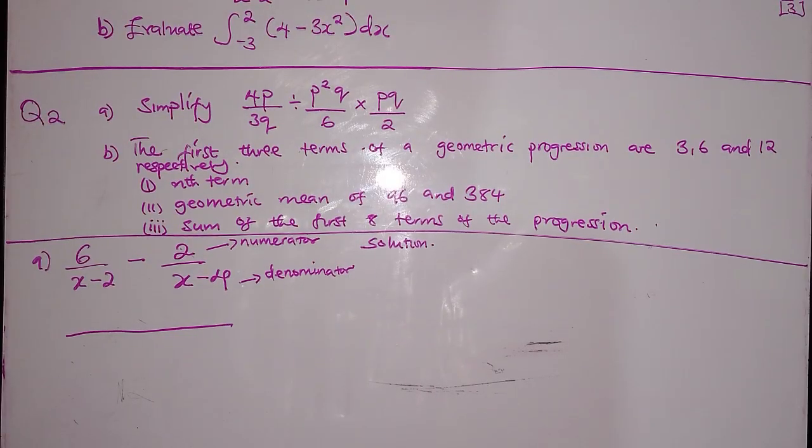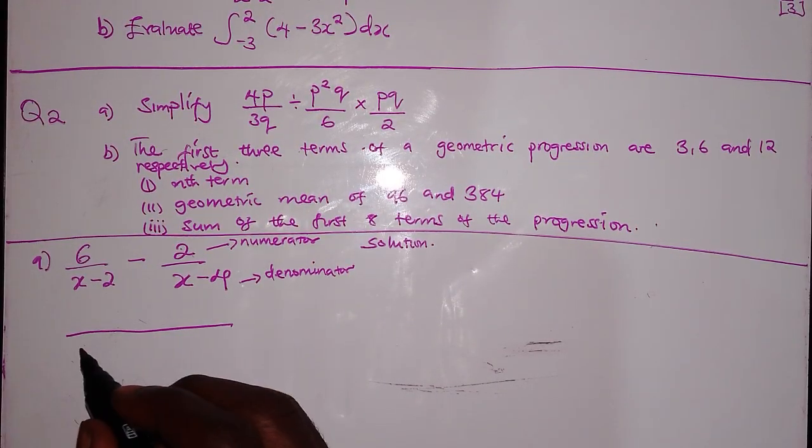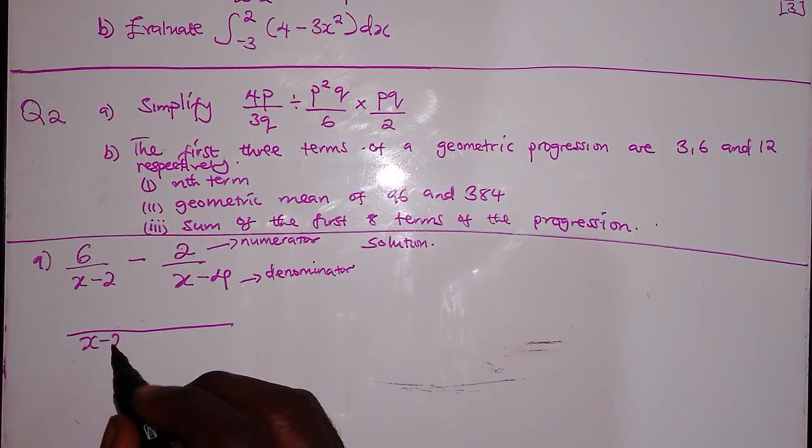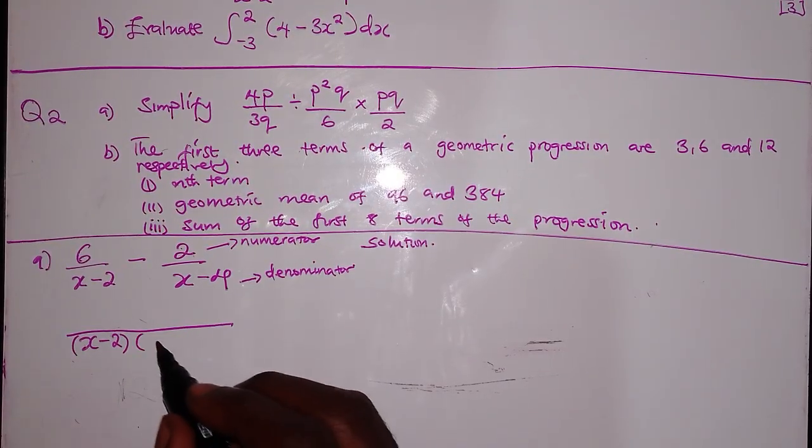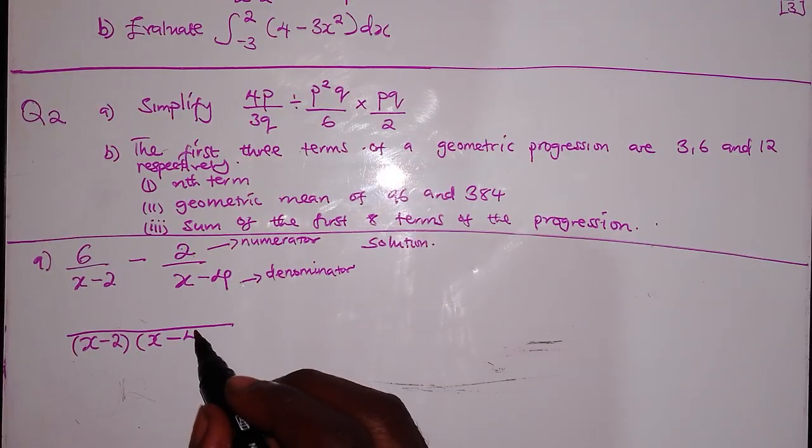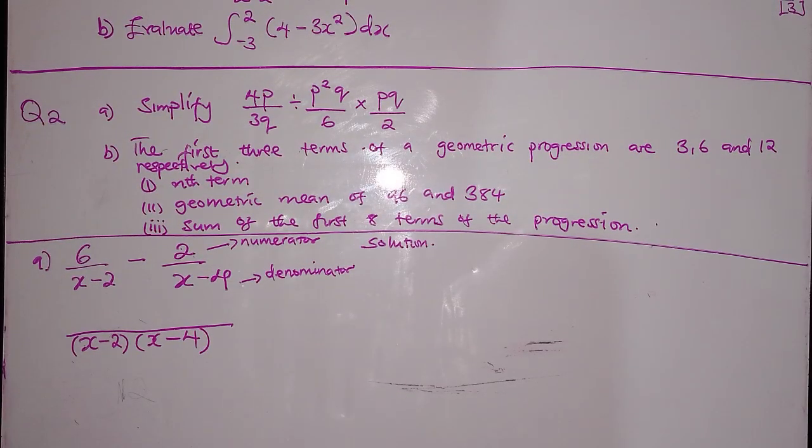So our first step is done. We have identified our common denominator. Now, how do we write them? Just say x minus 2, here you say x minus 4. So our first step is done. We have found our common denominator. So moving on to our second step.